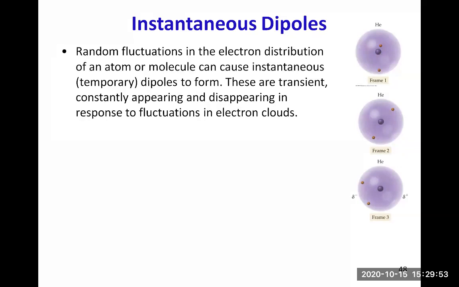And so the fact that they are both on the left side of the atom creates an instantaneous dipole, due to the fact that you have all electrons on one side. That's going to be creating a partial negative charge to the left, and then the nucleus on the right will create a partial positive charge on the right due to the fact that it's missing electrons on that side.